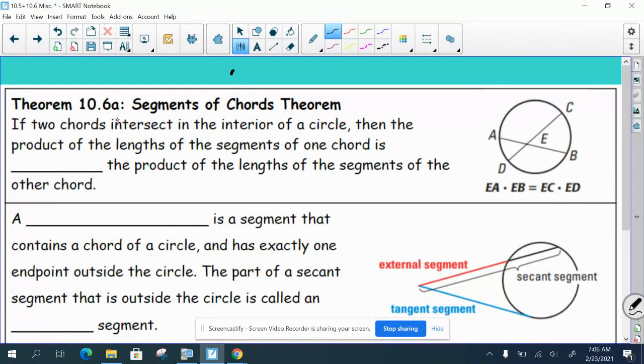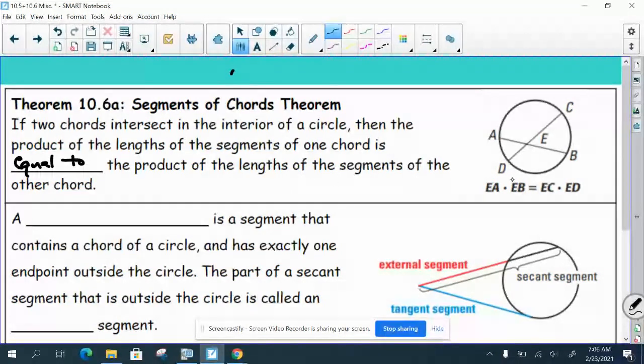This says that if two chords intersect on the interior of a circle, then, let's think about what we learned yesterday. We learned about the angle. So this angle would be 1/2 of the sum of the arcs that it intersects. But now we're going to be talking about what the actual segment lengths are. So the product of the lengths of the segments of one chord is equal to the product of the lengths of the segments in the other chord.